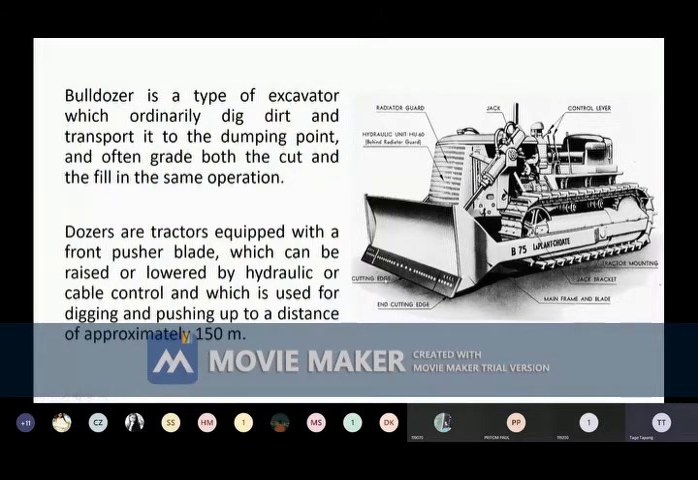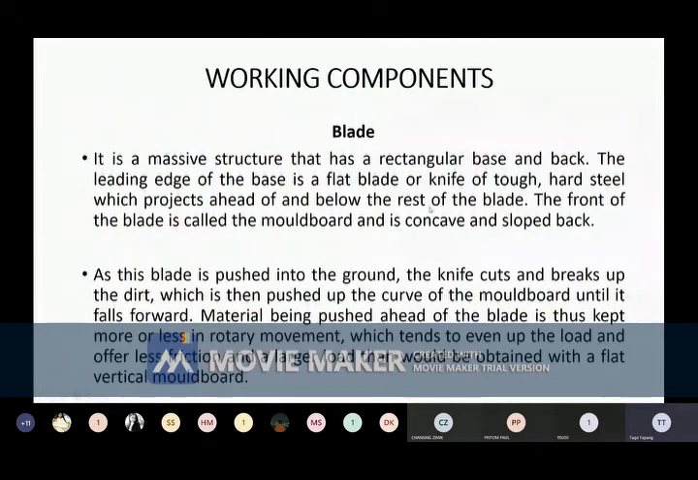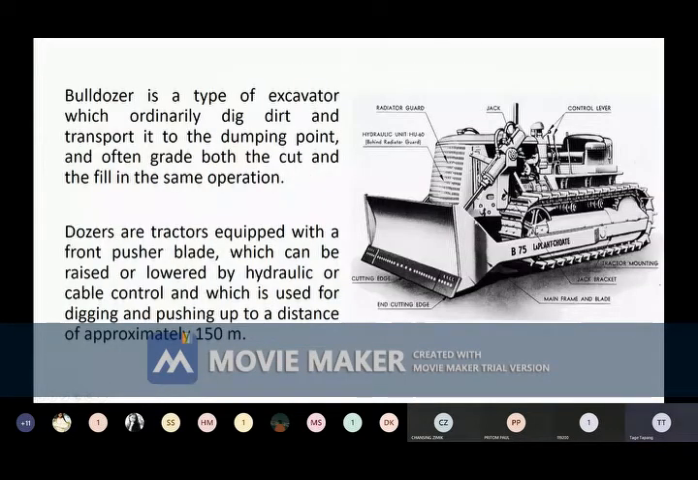This is made of three portions: one big centerpiece and one on each edge. Two edge pieces and one big centerpiece. This is your cutting blade. This portion is used for cutting the soil, cutting the earth. All right, a rectangular base and back. The back portion, if you see from the back, is straight, but if you see from the front, this is curved. You can see here, this is curved. This curved portion is called the moldboard. Why it is curved, we will see later on.